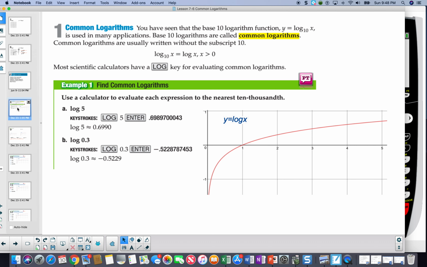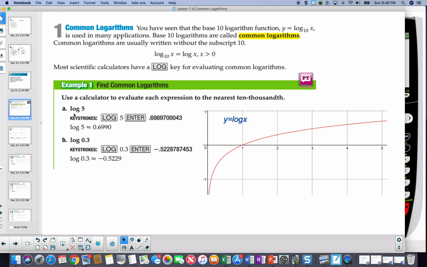Common logarithms are base 10. So base 10 logarithms are what we call common logarithms, and they are usually written without the 10. So log base 10 of x is usually written log of x. And then we just assume when we say log of x that we're talking about base 10. There is on our calculator a log key to evaluate common logs.